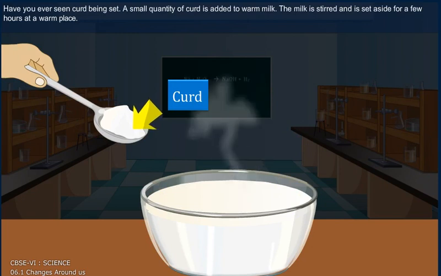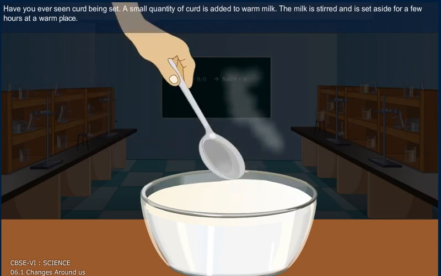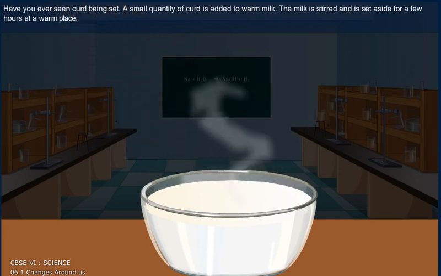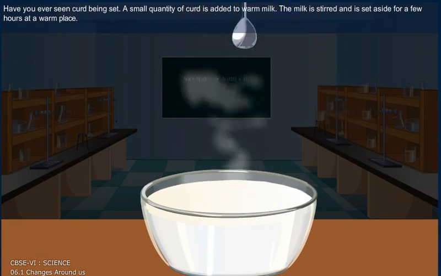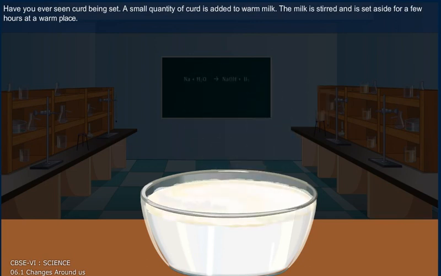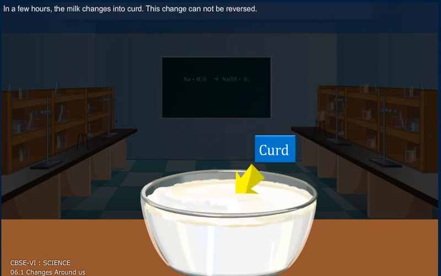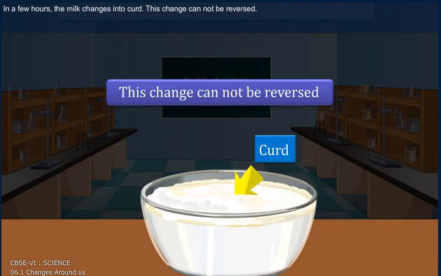Have you ever seen curd being set? A small quantity of curd is added to warm milk. The milk is stirred and is set aside for a few hours at a warm place. In a few hours, the milk changes into curd. This change cannot be reversed.